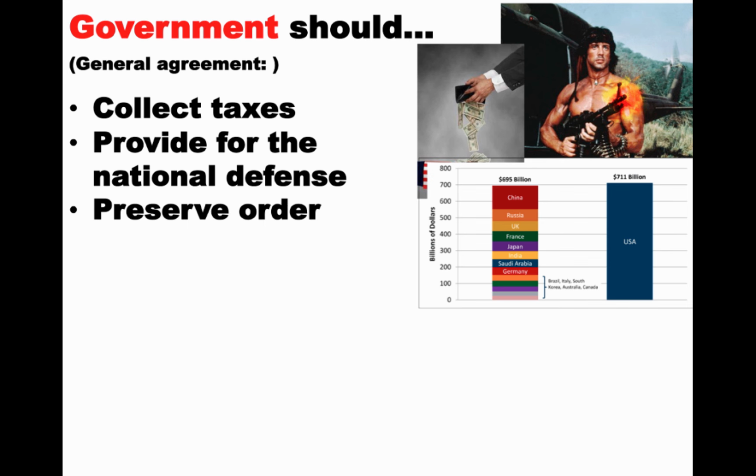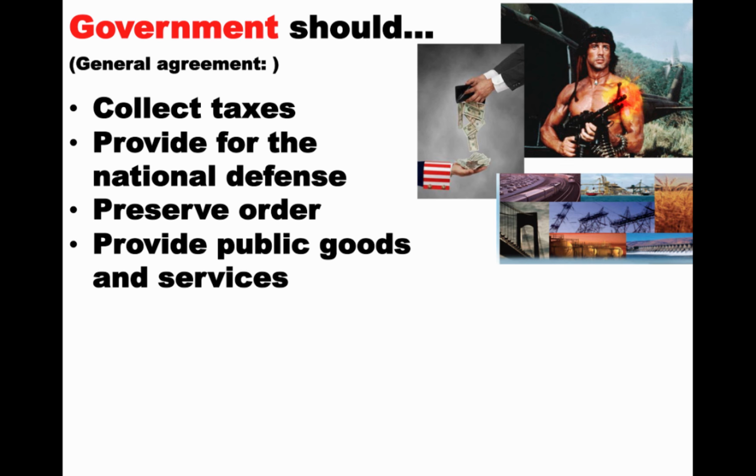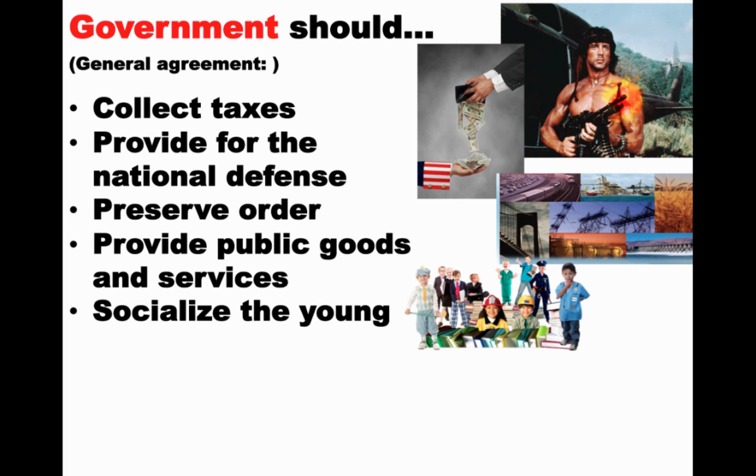Another task of the government is to preserve order. So if there are riots, trying to suppress those riots, and this can be done with the National Guard. Another task of the government is providing basic public goods and services. These are things like roads, schools, the post office, and the infrastructure of a nation. And finally, another task is to socialize the young. This usually happens through schooling, training young children to be good citizens of the country.